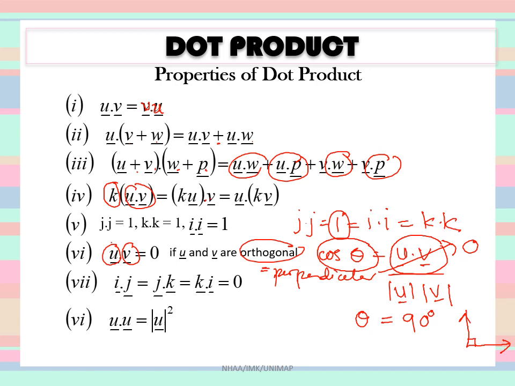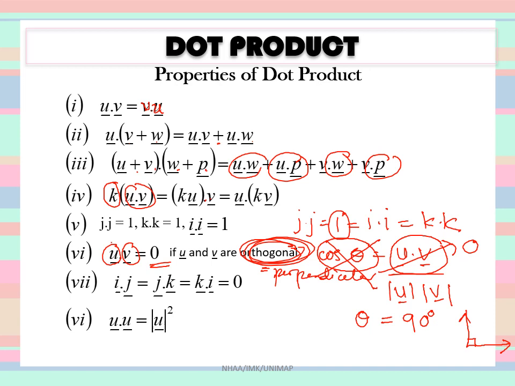Once you determine that u dot v is equal to 0, you don't need to apply the cosine formula to find the theta, because the properties say these two vectors are perpendicular or orthogonal whenever the dot product is equal to 0. So you don't need to proceed to calculate or substitute the values in the formula.